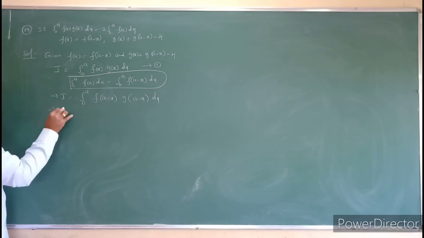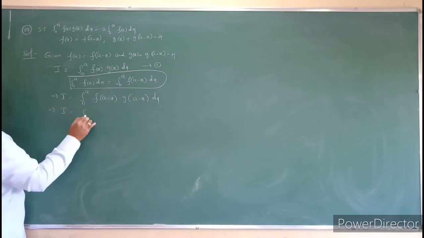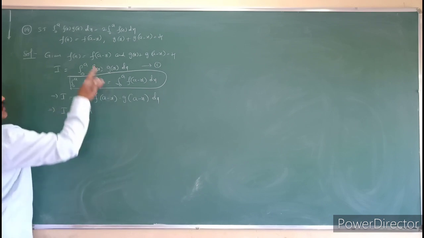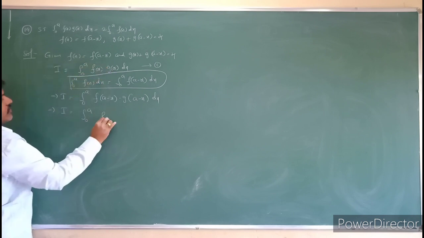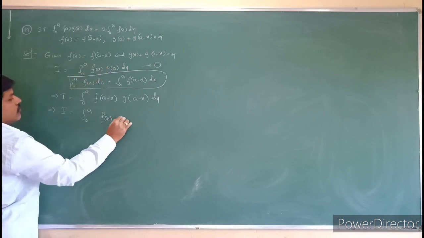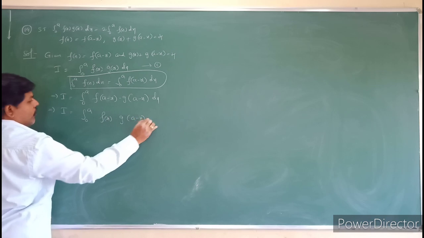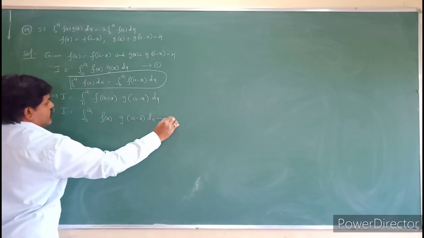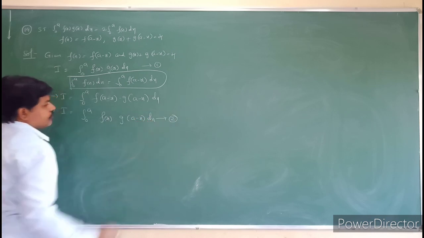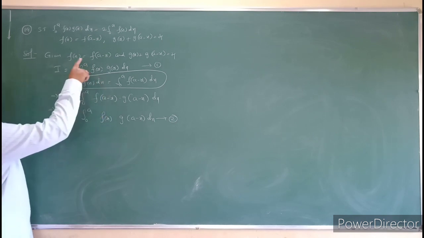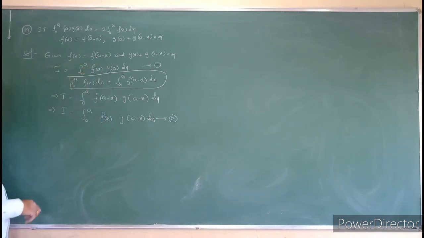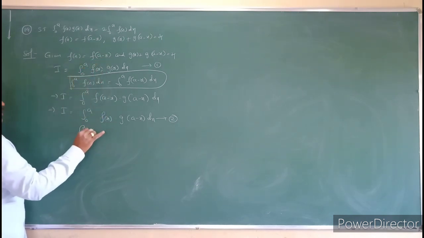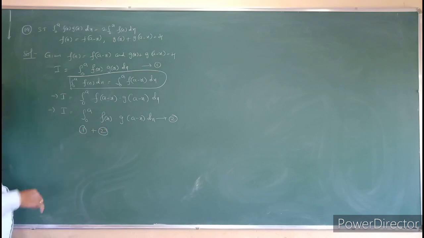So I is equal to the integral from 0 to a of f(a − x) g(a − x) dx, and f(a − x) is f(x), into g(a − x) dx. This is equation number 2, since the value of f(a − x) is f(x). So add equation 1 and equation 2. What will we get, students?